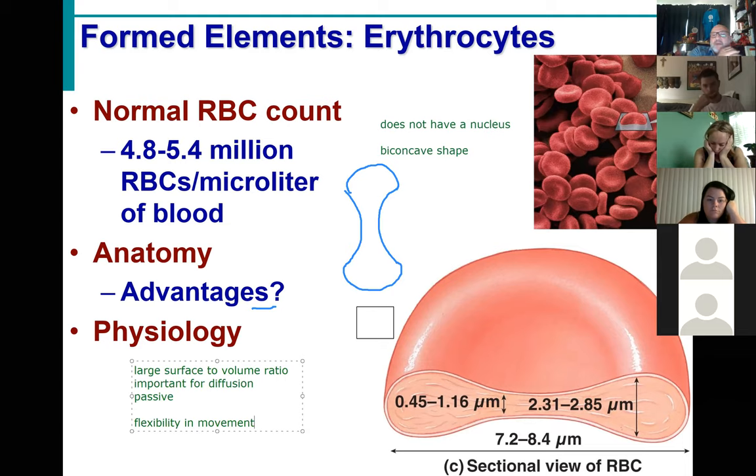But you're right. Remember, these red blood cells have to get through those capillaries that become one red blood cell thin in diameter. So having that flexibility to be able to move through those helps in the transportation of materials through those tiny spots like the capillaries. Excellent.